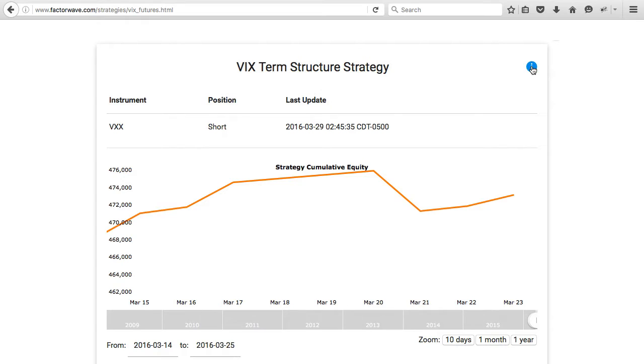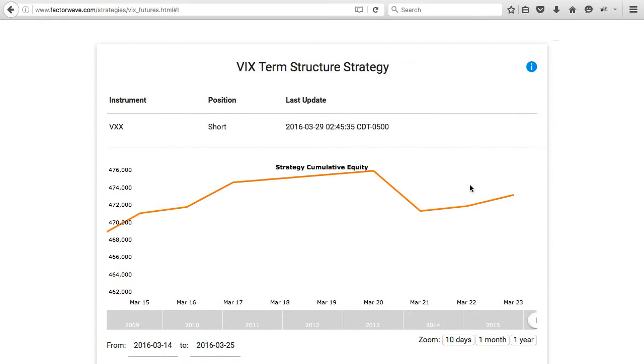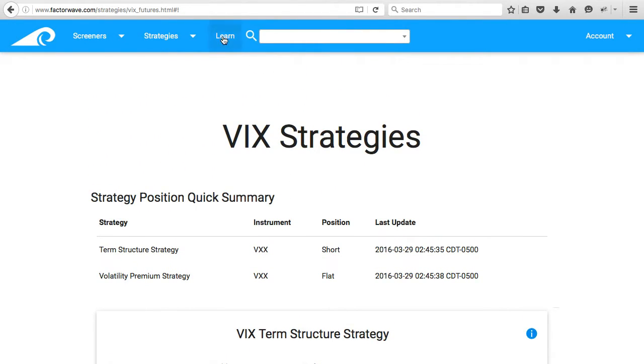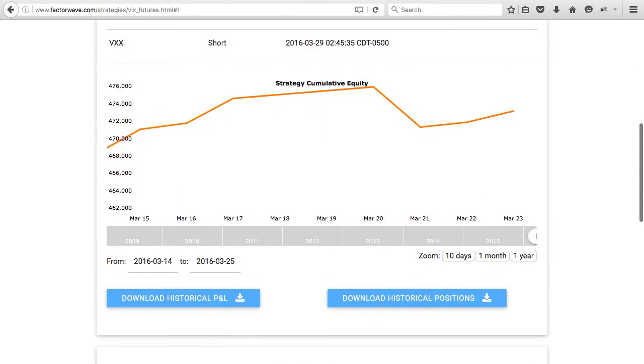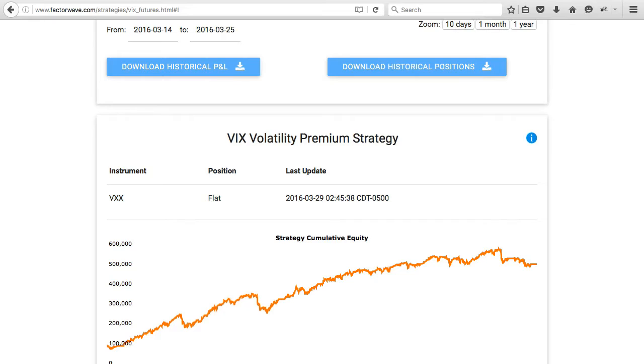If you want more information on the strategy, you can click on this button. This gives you a brief description. A lot more details can be found in our white paper. To access the white paper, you can come up here and go to the Learning tab. If you want to analyze this yourself and maybe play around with a different sizing method, you can always download the historical positions or P&L. This gives you a CSV file that you can do your own analysis with.